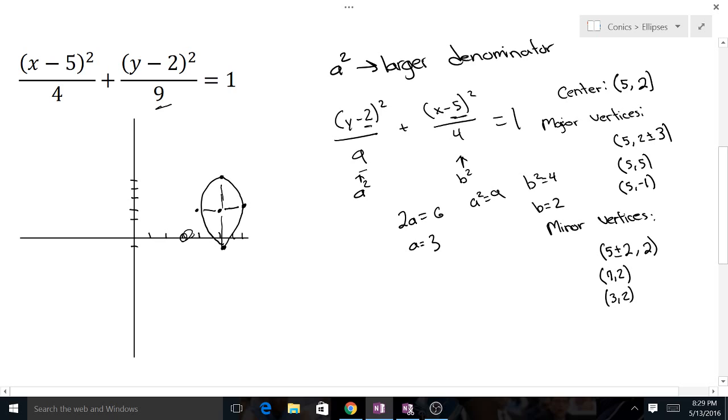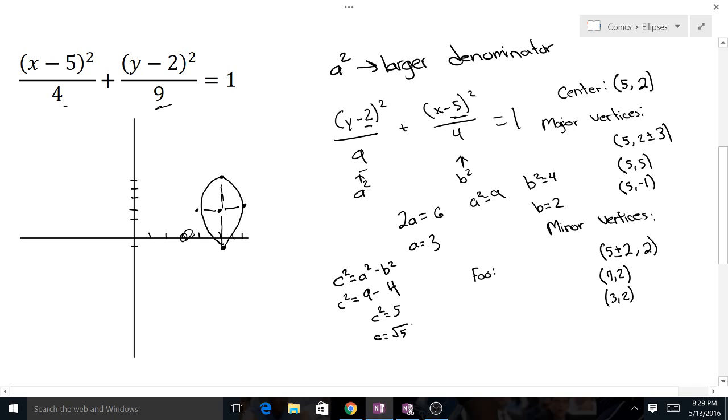Okay, so now the only thing we have left is the foci. And foci, as we know, always go in the direction of the major axis. And we also know that c squared equals a squared minus b squared. Well, c squared equals 9, which is a squared, minus b squared, which we found was 4. So c squared equals 5. C equals the square root of 5.